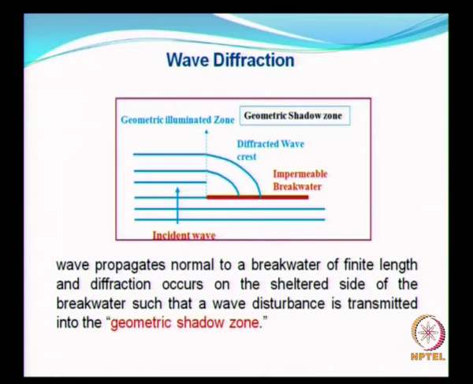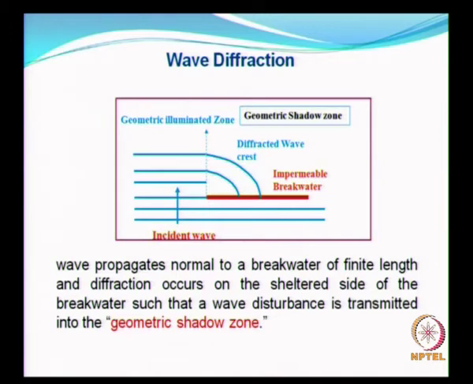When you have a rigid barrier, what would really happen? So I am having a rigid barrier. Now I am considering the simplest case, that is, I am having a barrier which is impermeable barrier. Why I call it a simplest case? Because breakwater need not have to be impermeable, it may be permeable breakwater.